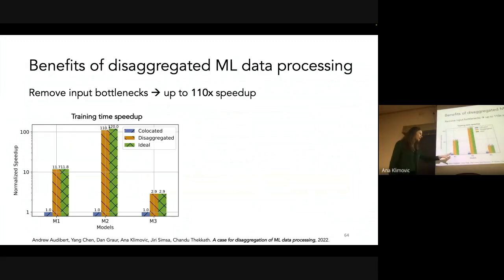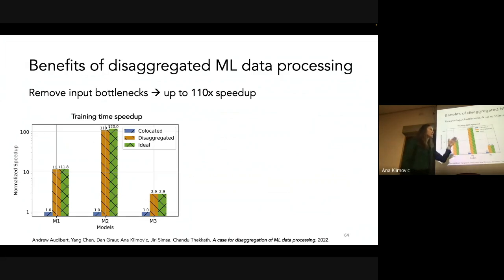And so the main benefit, okay, we do get huge benefit. Here we're looking at a study done internally at Google with 3 vision models. On that spectrum, these are models that are part of this long tail that do require a lot of CPU intensive data processing. And what you see here is the normalized end-to-end speedup for training these models.